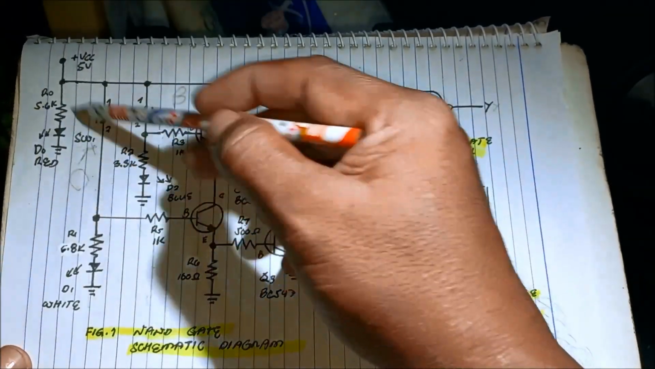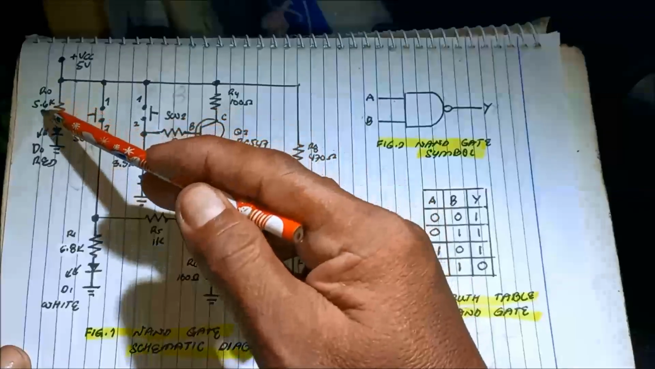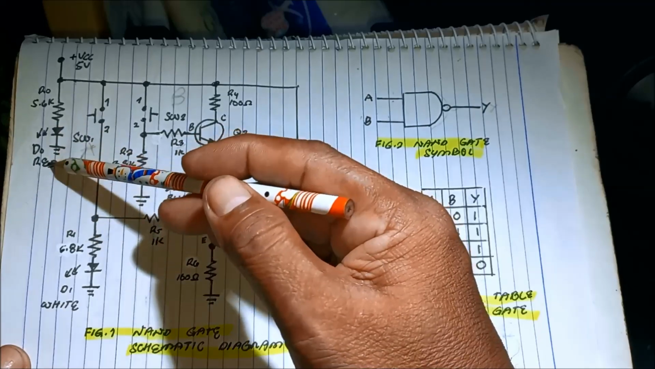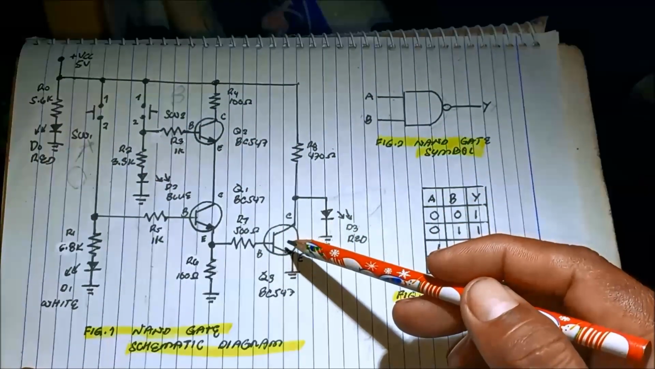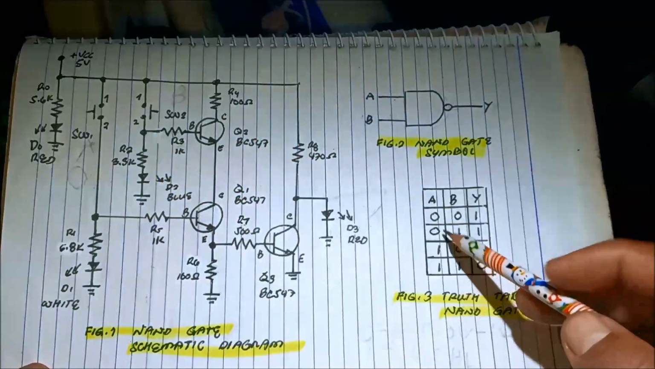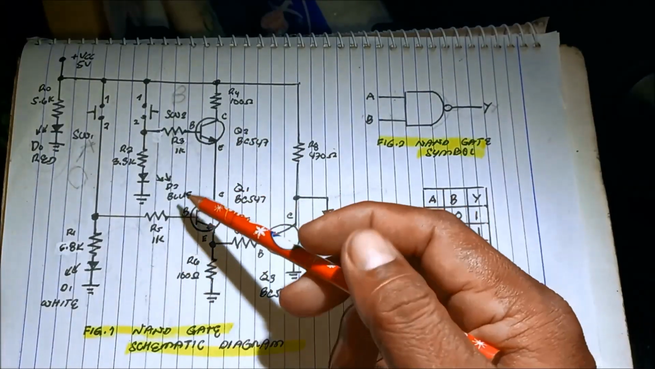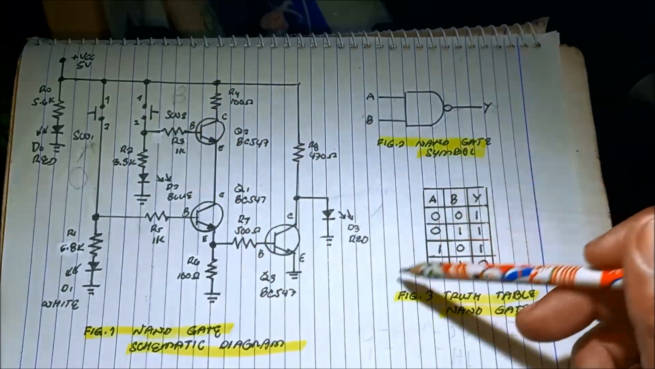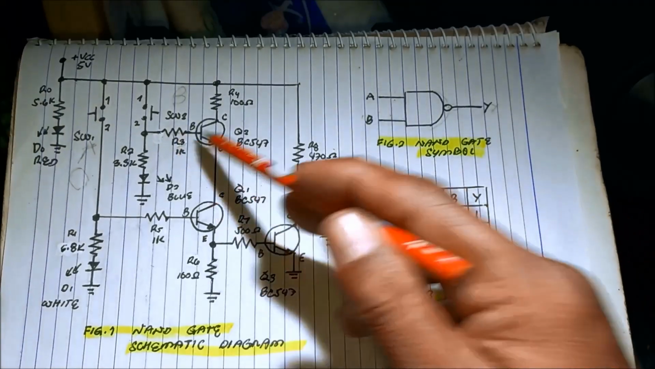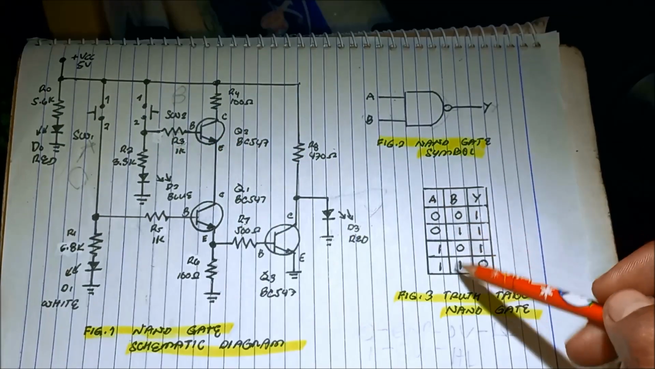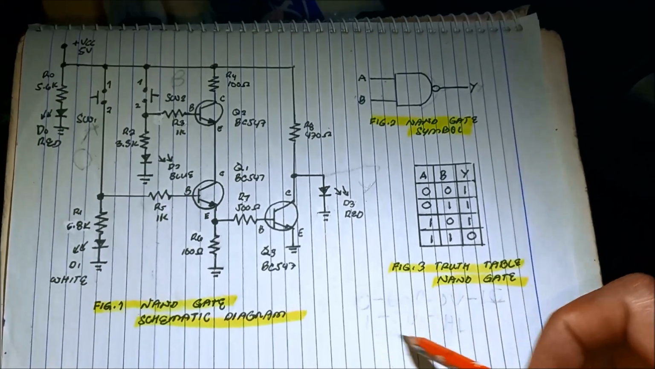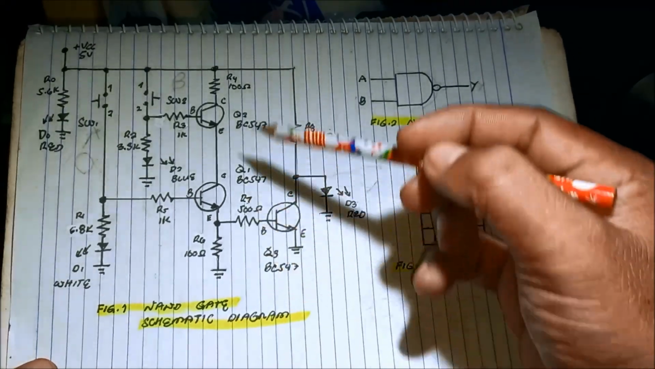And then we have this power LED consisting of 5.6 kilo ohms and red LED. To the switch 2 also, we have this low level or ground level. Switch 2 is B. We also have the high level, equivalent to 5 volts and ground.